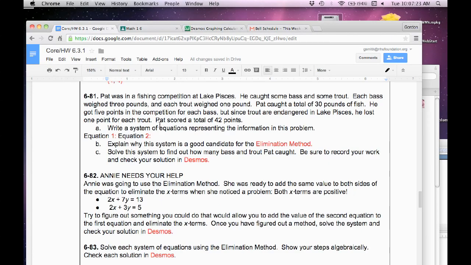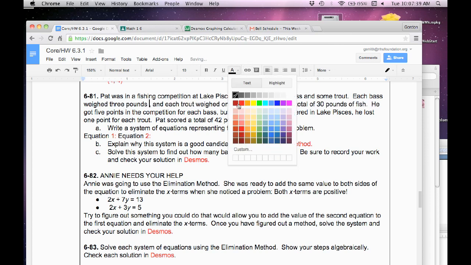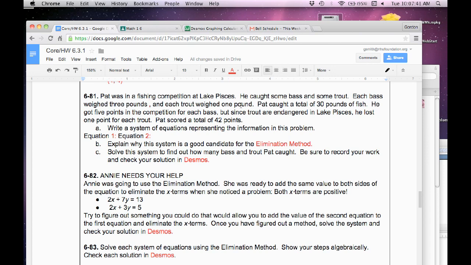Okay, we're going to look at 681 here. It says Pat was fishing in a competition at Lake Pisces. He caught some bass and some trout. We don't know how many each, but it says each bass weighed 3 pounds. So the word each tells us that that's a rate. So I'm going to say that that would be 3B, 3 pounds times the number of bass.